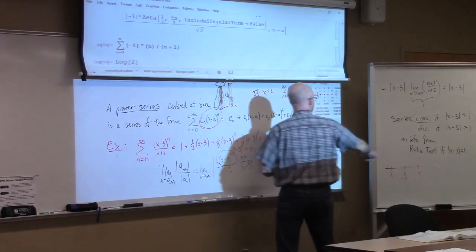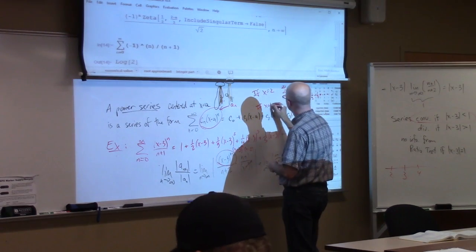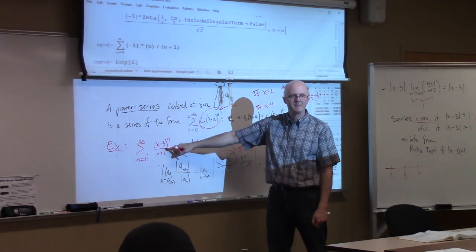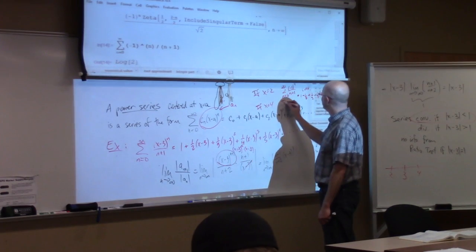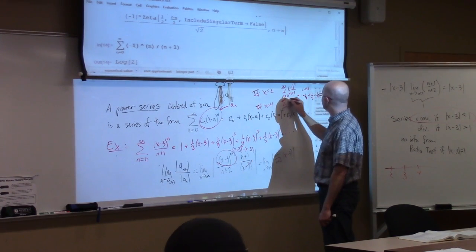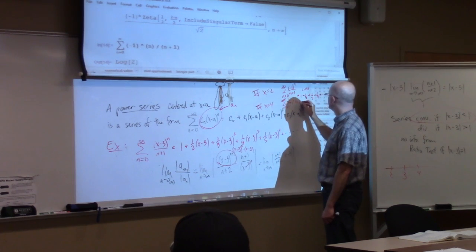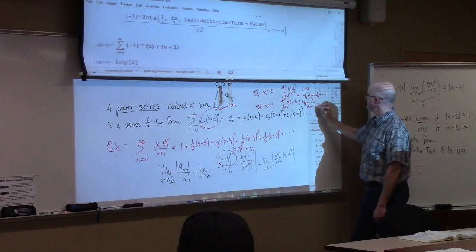What if x is the other endpoint, 4? If x is 4, what does the series become? Replace the x with a 4 here. 4 minus 3 is positive 1. The n is positive 1 still. I get the harmonic series, which you should always remember for the rest of your life. That diverges. You should never forget that.